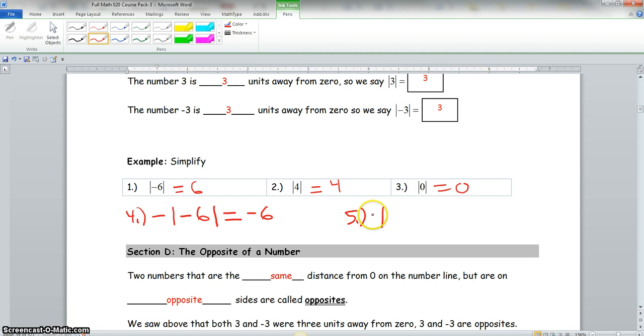We'd take the negative absolute value of positive 6. So we know the absolute value of positive 6 is 6, and we will bring over the negative sign. So our answer here is negative 6 as well. Remember, if the negative sign is on the outside, we do the absolute value first, then we bring the negative sign over.